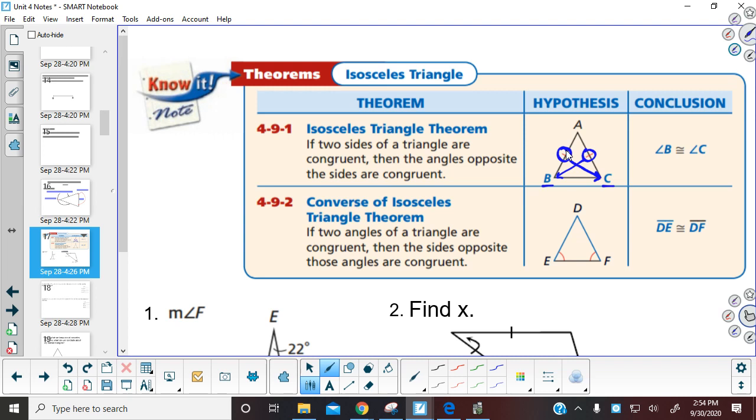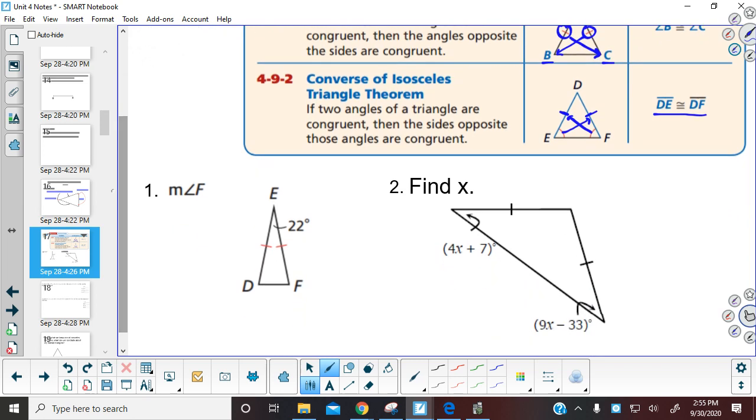The second piece is the converse. We've seen that word converse before, and it just means the flip. In the first one, we know the sides are congruent, so we can make conclusions about the angles. Whereas for this one, we know our angles are congruent, so that allows us to say that the side across from angle E and the side across from angle F are congruent. That's where you see segment DE is congruent to segment DF. Once you have sides that are the same, the opposite angles will be the same, and the flip is also true: if you have congruent angles, the sides opposite those will also be congruent.